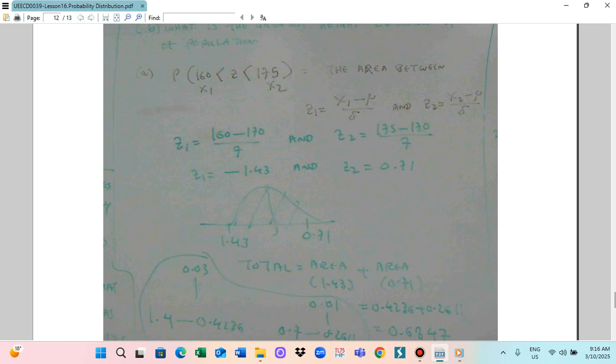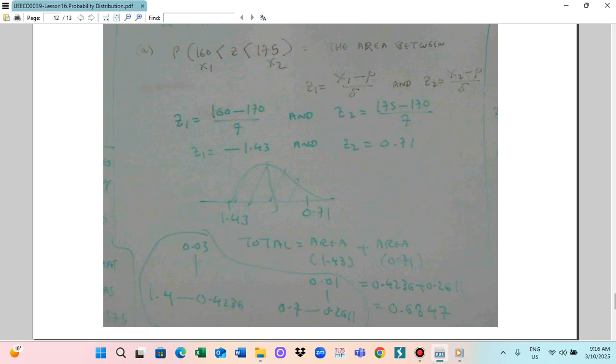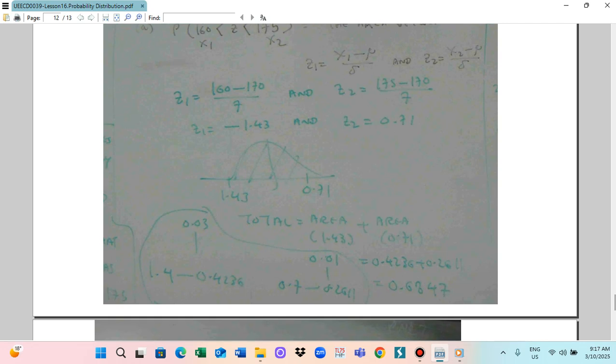So how do you find the area? You have to add the total area, because one is positive and one is negative. They are on opposite sides of the zero line, lying on both sides of the zero line. Because of this, you have to add the area. So the total is equal to the area represented by 1.43 plus the area represented by 0.71.